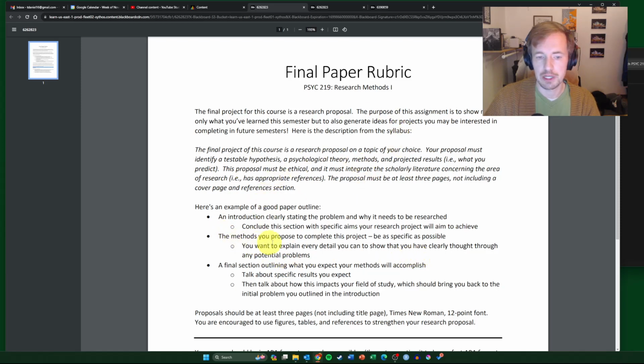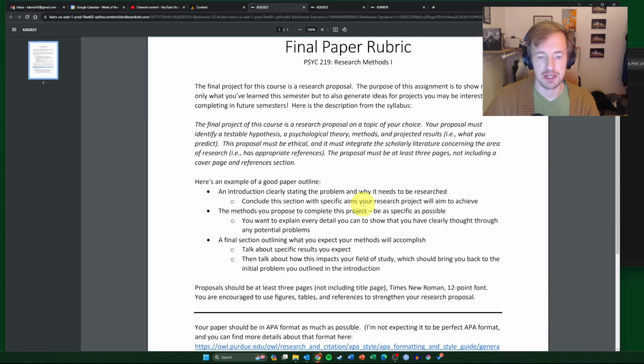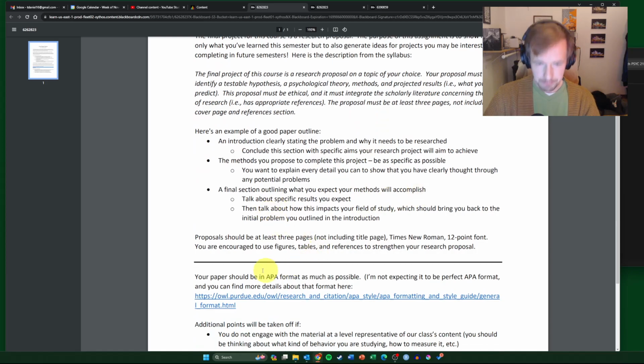So basically, use this rubric as kind of a guideline. I'm not requiring that it be perfectly APA, but I want you to take a stab at it, because pretty much from here on out, in a lot of your other psychology classes, you're going to be expected to write in APA format. You've been reading articles in APA format all semester, so I'm not going to be a huge stickler for APA format, but I am expecting you to at least try.